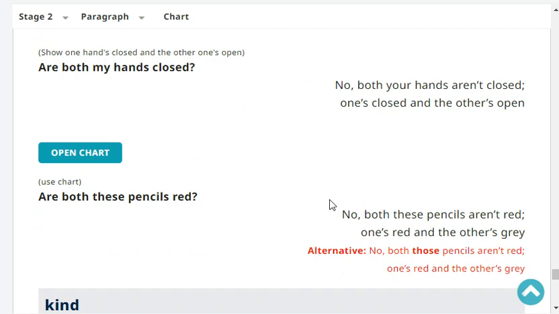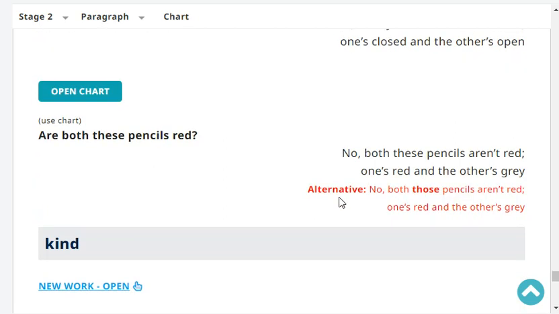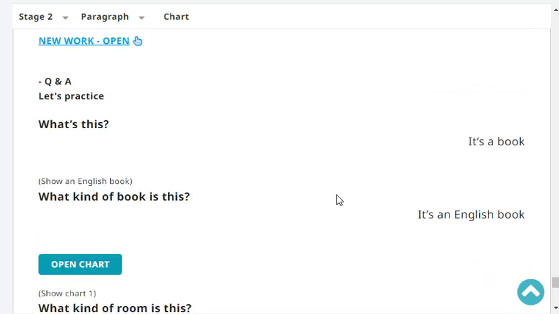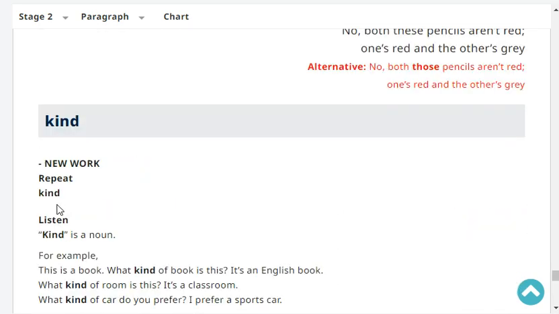Are both these pencils black? No, both those pencils aren't black. One's black and the other's yellow. Very good. Okay, next, repeat. Kind. Very good.